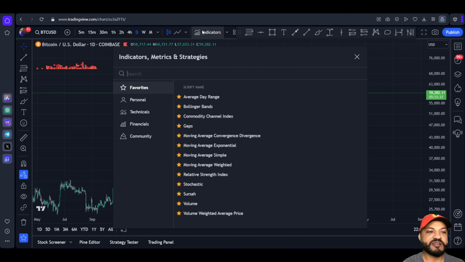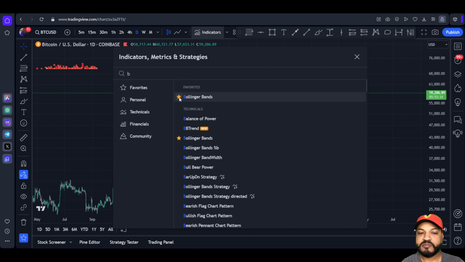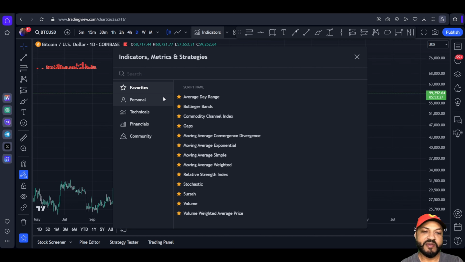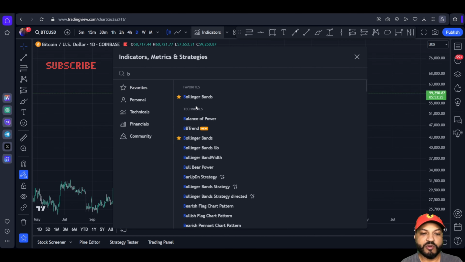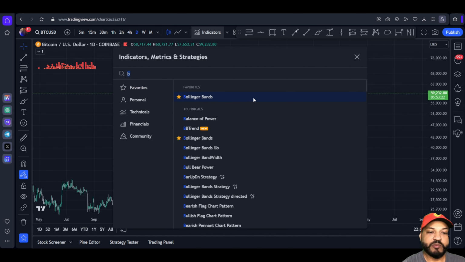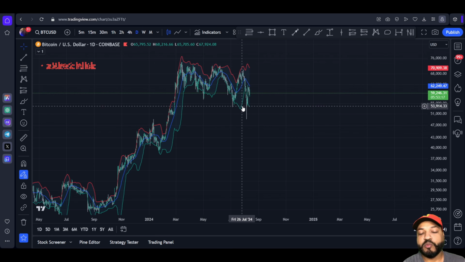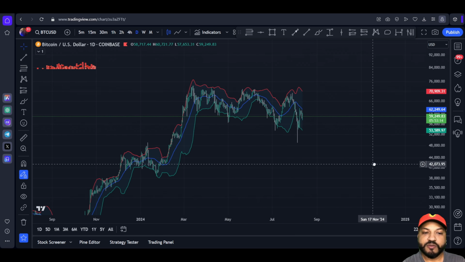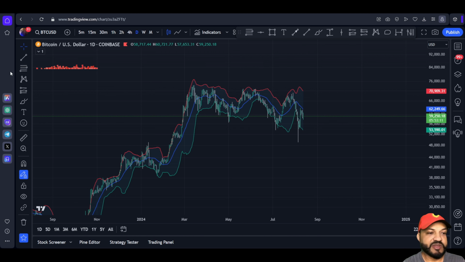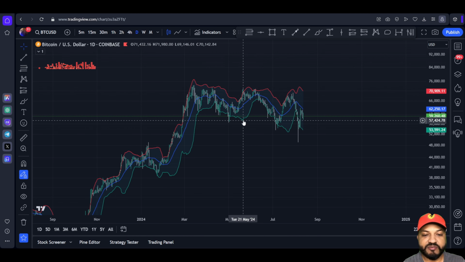Okay, if you go to indicators, if you're using TradingView, then over here is indicator. You just write down Bollinger Band, which I already have in my favorites. If you just write it down over here, you'll get it on the top. By the way, Bollinger Band was founded by John Bollinger. And let's check the settings first. By the way, this is BTC and daily time frame.